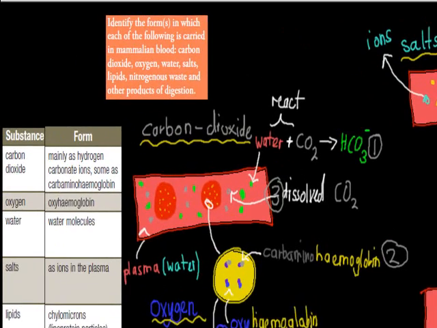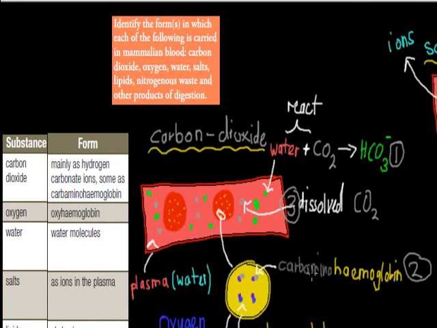So the first dot point was: identify the forms in which each of the following is carried in mammalian blood: carbon dioxide, oxygen, water, salts, lipids, nitrogenous waste, and other products of digestion. So what you need to know is these substances that are just named, and what form they travel in the blood itself. So we go through each one by one.